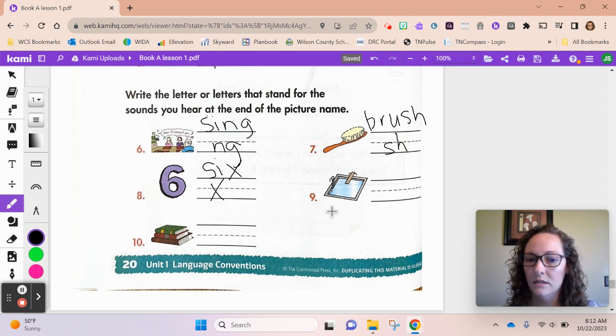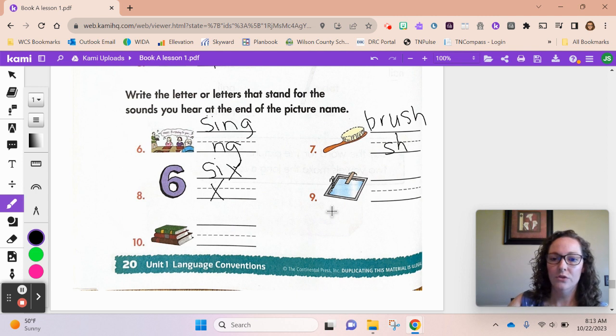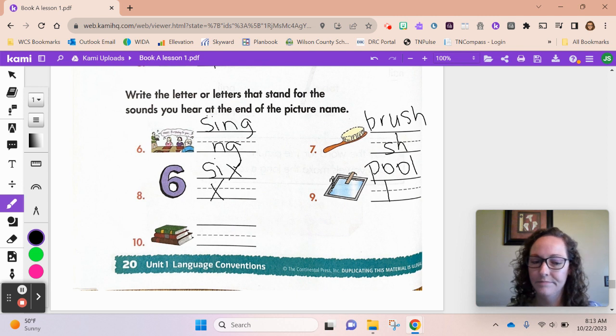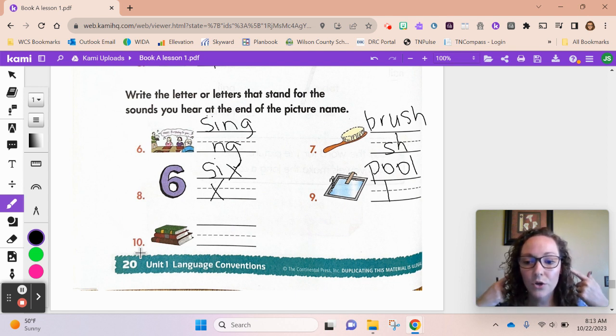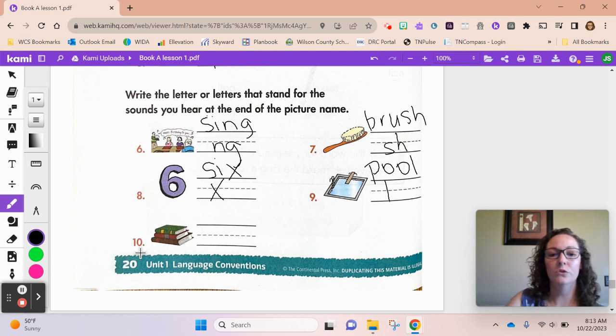Number 9, the last letter you hear in pool, L. The word is P-O-O-L. And number 10, we're going to pretend like this is only one book because I don't want you to do the plural of it. So I'm going to say book. What is the last letter you hear in book? K. You should write K. The word is B-O-O-K.